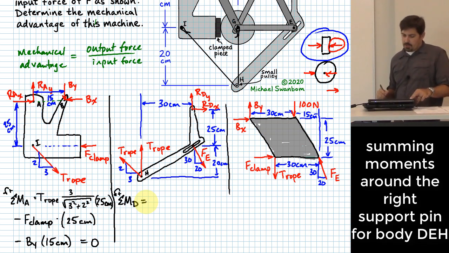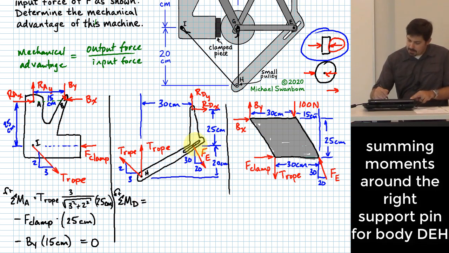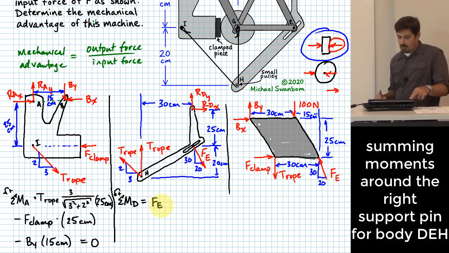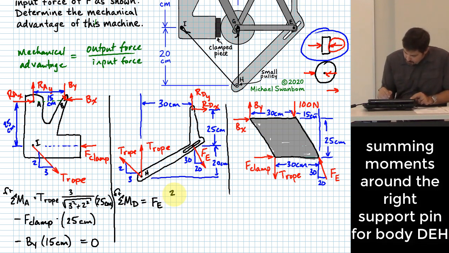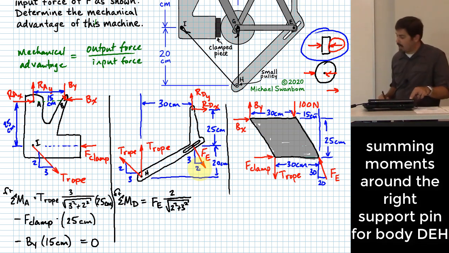Okay, we certainly do have FE, at least one component of it. If we split it into components, does the vertical component create a moment around D? No, because it's right below it, right? But the horizontal component does. And what direction does it tend to act rotationally? Counterclockwise. So I'm going to take positive FE times, I'm going to plug this in as 2 over the square root of 2 squared plus 3 squared, like this. I do the same thing that I did on the last couple of things, where I changed that into a rise of 3 and a run of 2.